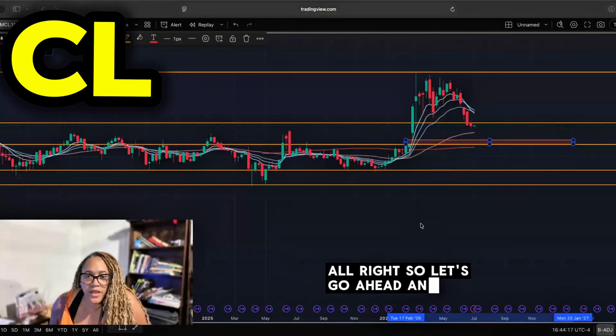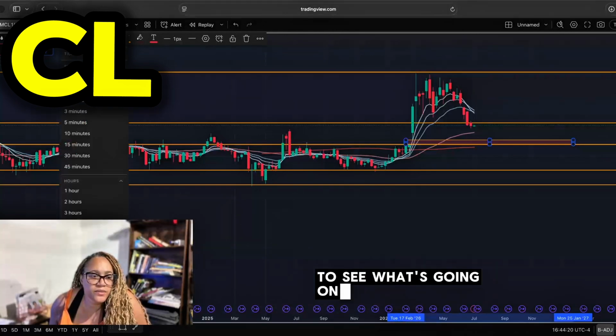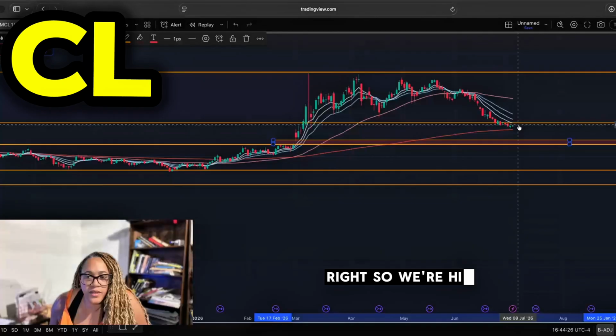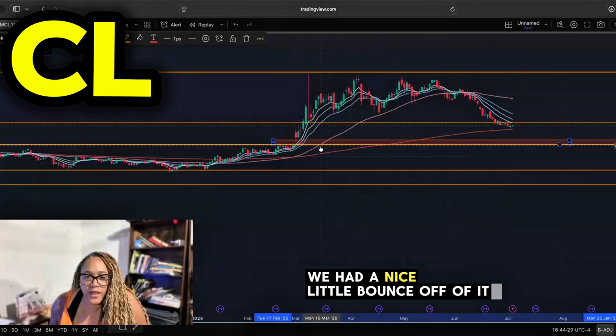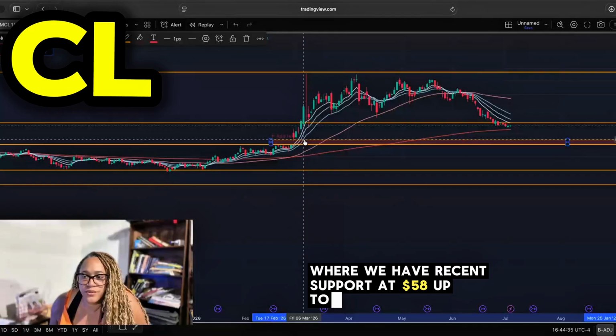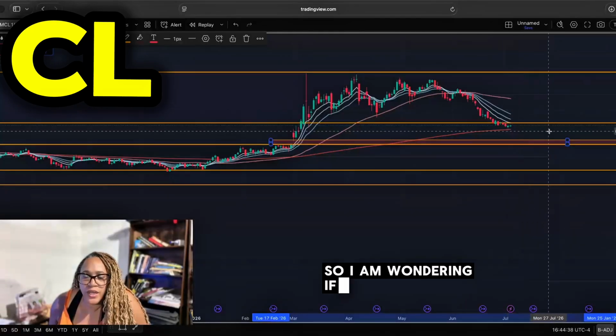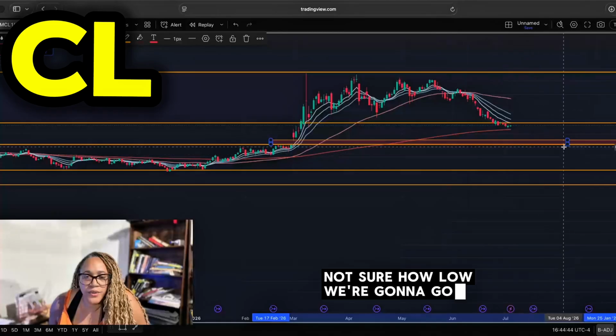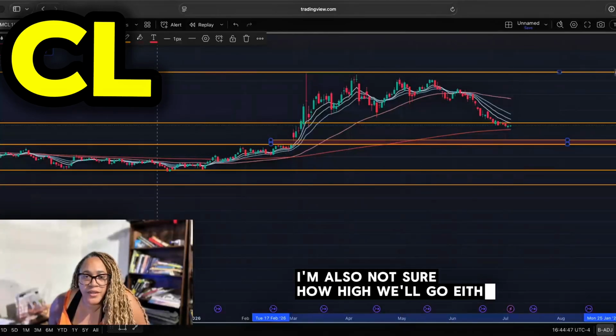All right, so let's go ahead and go up to the daily to see what's going on with the chart. That's an interesting look, right? So we hit the 200. We had a nice little bounce off of it, but we still do have this gap area here where we have recent support at $58 up to 60. So I am wondering if we will do a slight pullback and then come all the way down back to this area. Not sure how low we're going to go. I'm also not sure how high we'll go either.